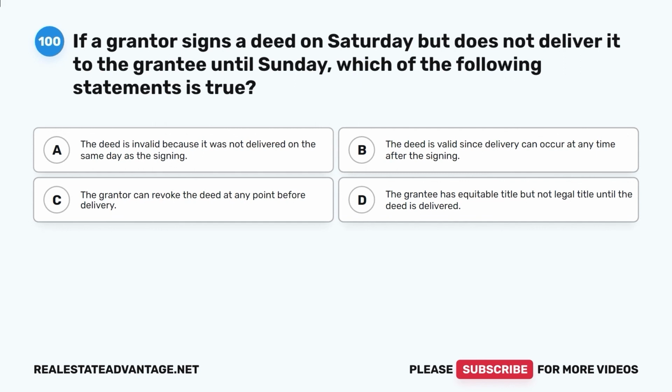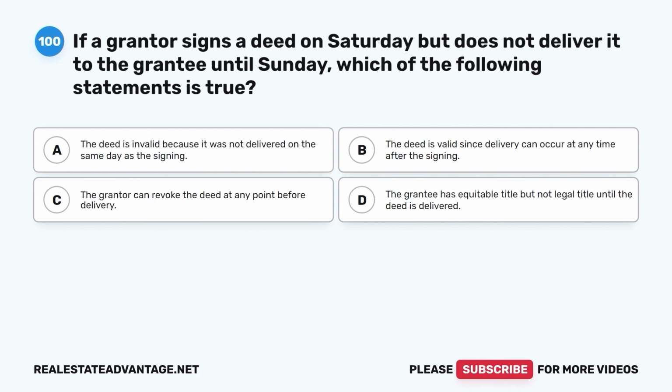Question 100. If a grantor signs a deed on Saturday but does not deliver it to the grantee until Sunday, which of the following statements is true? A. The deed is invalid because it was not delivered on the same day as the signing. B. The deed is valid since delivery can occur at any time after the signing. C. The grantor can revoke the deed at any point before delivery. D. The grantee has equitable title, but not legal title until the deed is delivered.